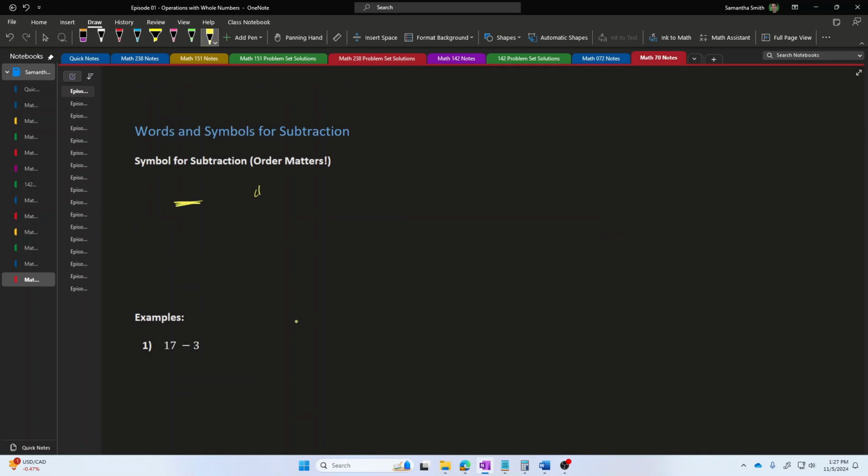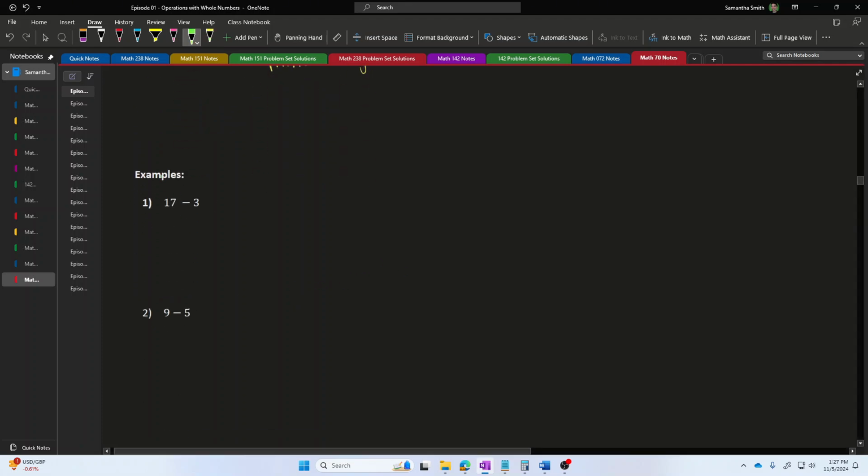This is called the minus sign. For example, if you see notation like 17 minus 3, this is saying to subtract, or take away, 3 from 17. Start with a pile of 17 objects and then remove 3 objects from that pile.